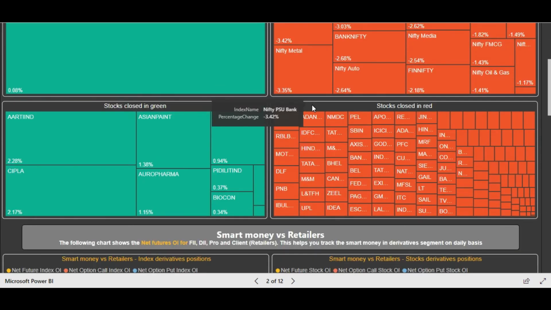Then come the stocks which belong to these sectors. So all the FNO stocks, including the Nifty 50 and the remaining FNO stocks. You already know there are around 156 stocks in the FNO segment, so we list all the stocks. You can see here, out of those FNO stocks, only a few closed in green and all the rest were in red.